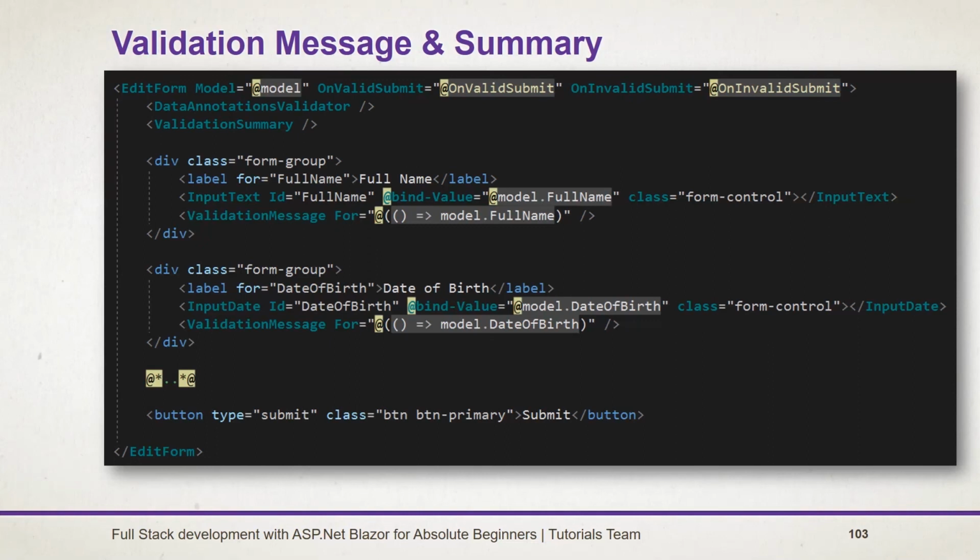To enable data annotation validation, we need to use the data annotations validator component within the edit form. To display a validation summary, we need to use the validation summary component. And for an individual validation message, we can use the validation message component. And within the for property, we need to pass a lambda expression.